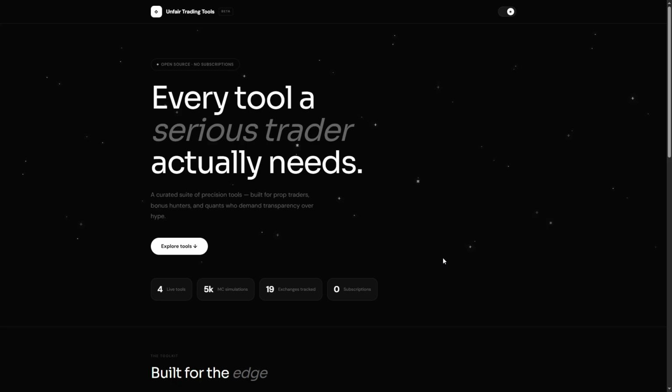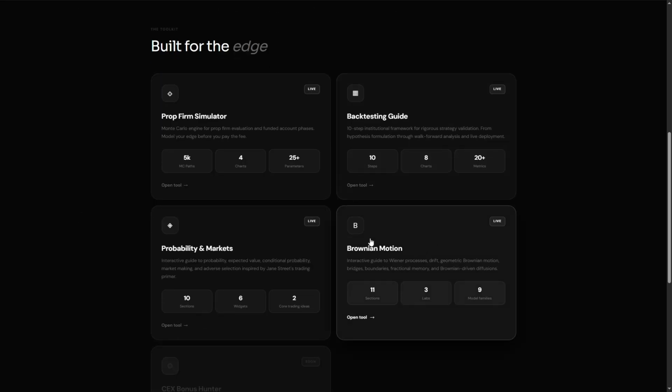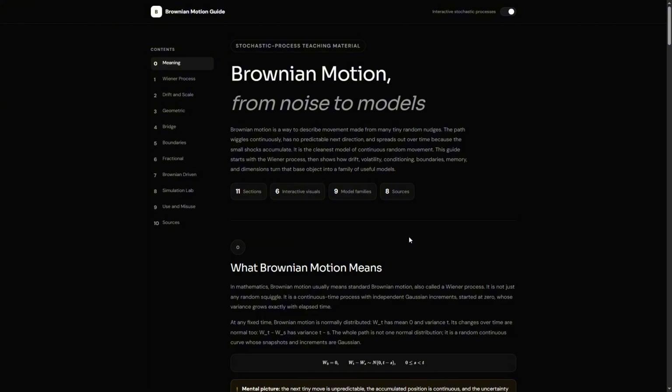Hello guys, I think many of you have heard of the term Brownian motion, but nobody actually gives a clear explanation of what that is. They usually just give you a bunch of academic terms and leave you confused, so this video and my free guide will make it a bit more clear what Brownian motion actually means.